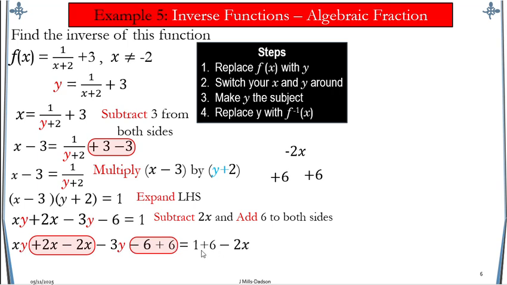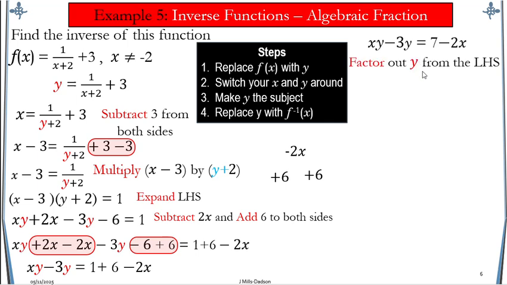So let's tidy up. I now have xy minus 3y equals 1 plus 6 minus 2x, and you can tidy this up. So you now have xy minus 3y equals 7 minus 2x. Now, I'm trying to make y the subject, therefore I need to factor out the y. So when I factor out the y, I have y into bracket x minus 3, bracket close, equals 7 minus 2x.